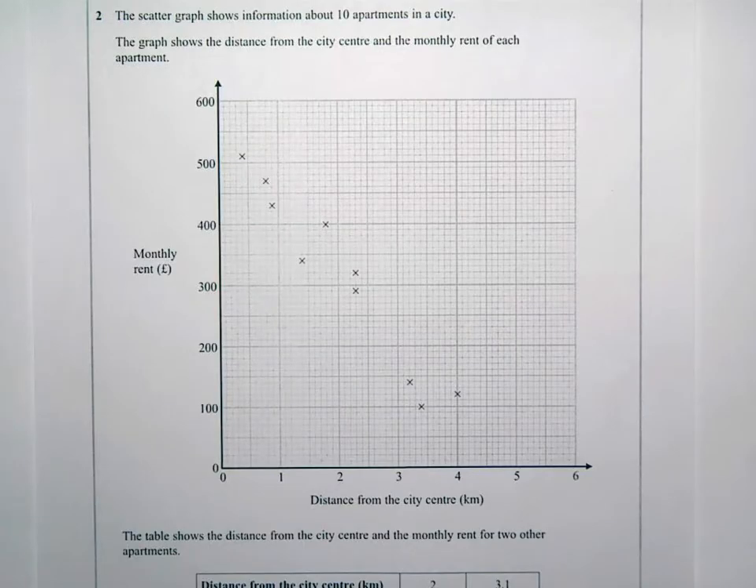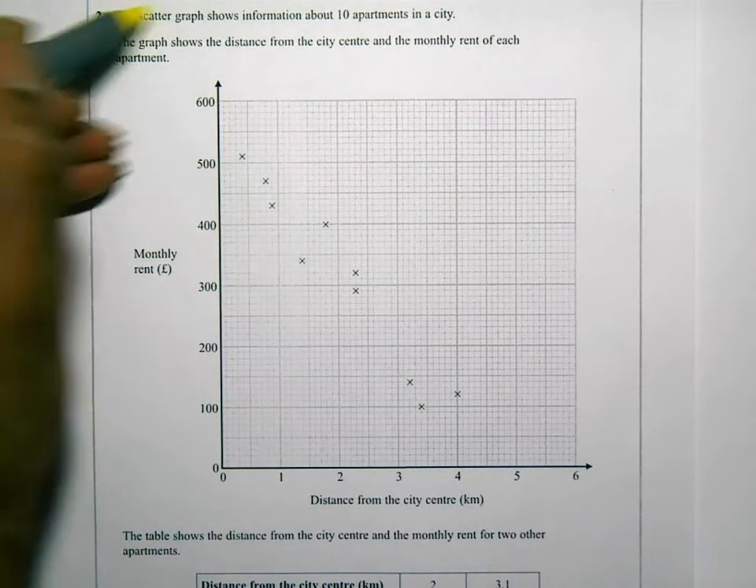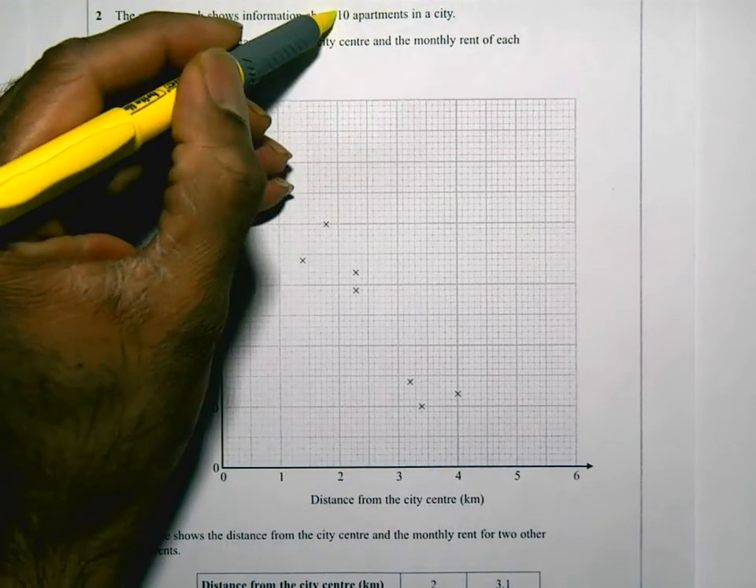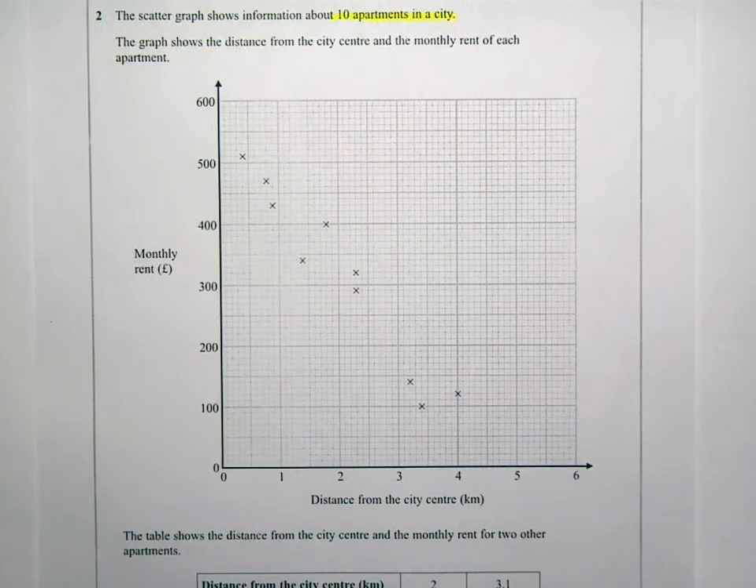Okay, this is question 2 on the higher non-calculator paper. Now, this question occupies the whole page, so I've had to zoom out quite a bit. So I'm going to actually move the sheet around as we progress through the question. Let's read it first. The scattergraph shows information about 10 apartments in a city.